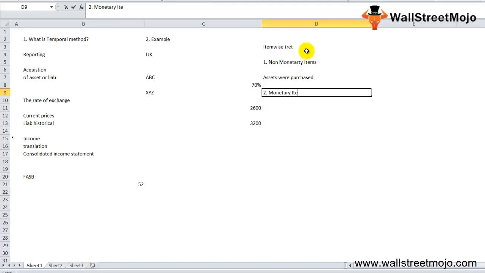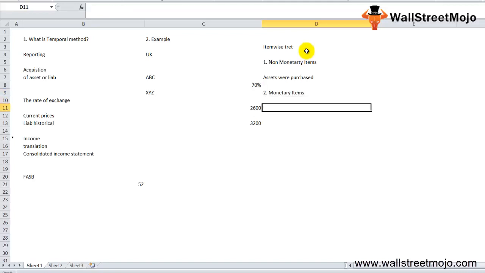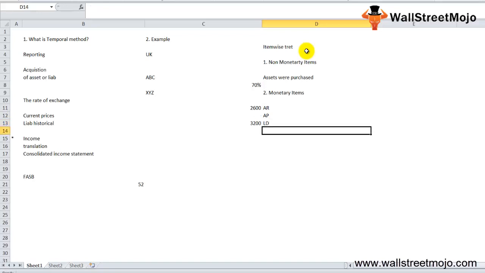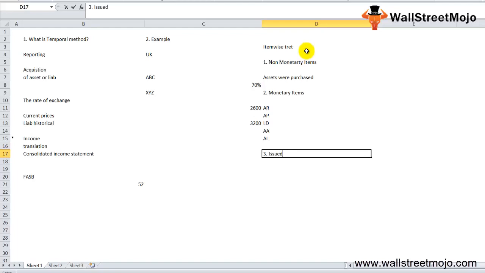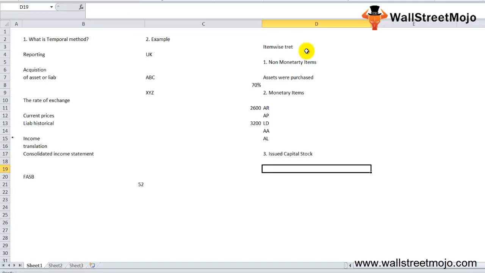Monetary items are translated by the use of the current exchange rate. They include receivables, that is accounts receivable, accounts payable, long-term debt. Okay, then you have alternative assets and alternative liabilities that are all measured in currency outside of the general exchange rates. Then we have the issued capital stock, which is translated by using the rate that existed on the date of the issuance of the stock.